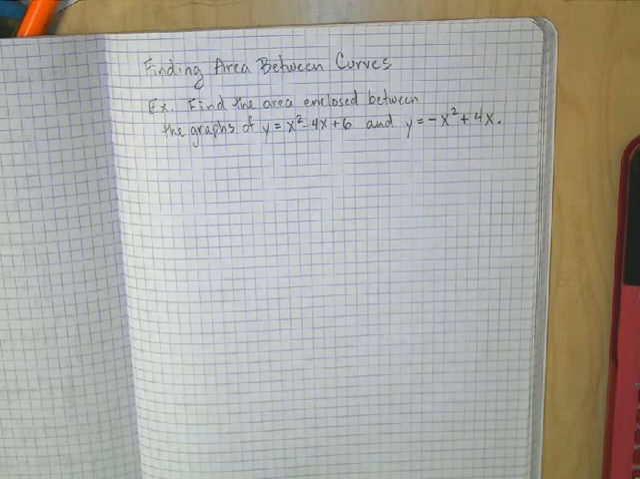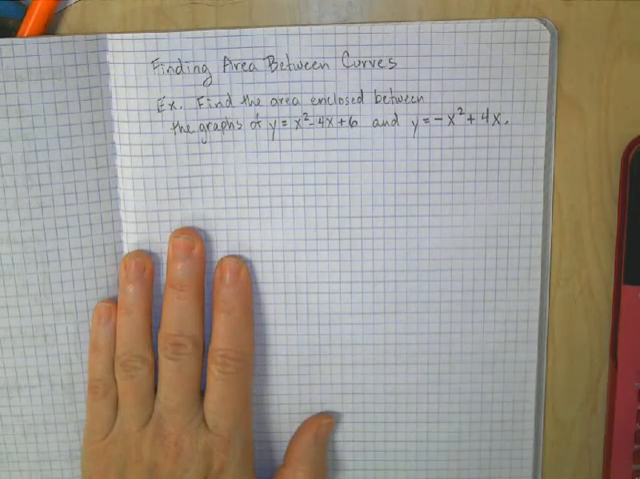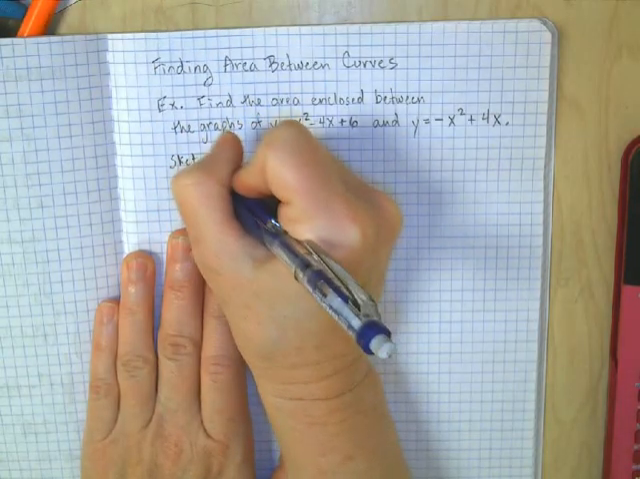So we're going to do it two ways. We're going to do it with a calculator, and then we're going to do it without the calculator. So with the calculator, just like we did before when we were finding area under a curve, I want to know what does this curve look like. So the first thing we're going to do is sketch the graphs.